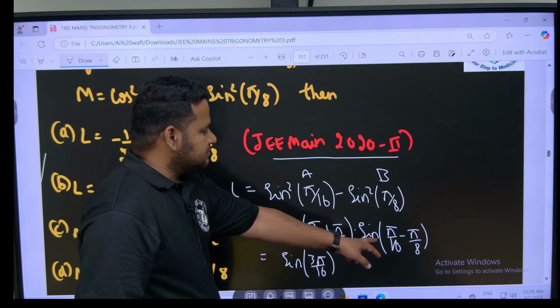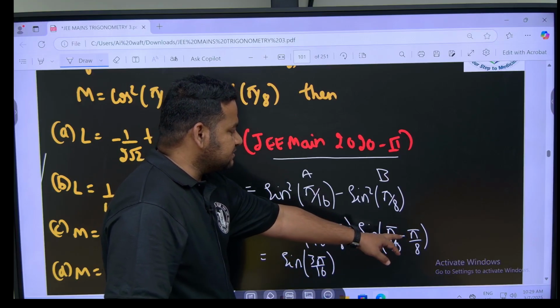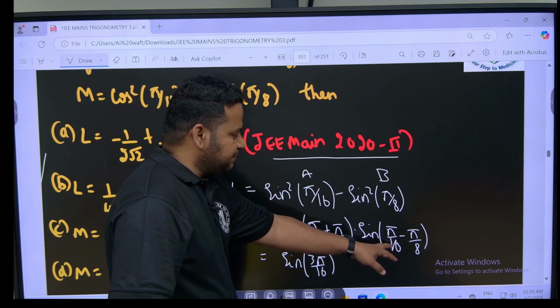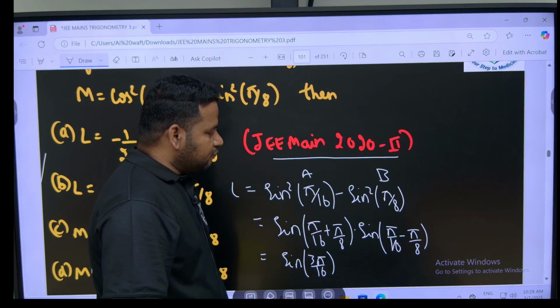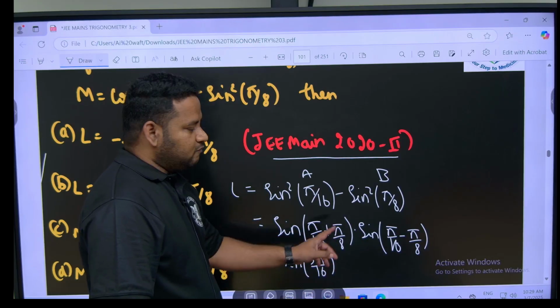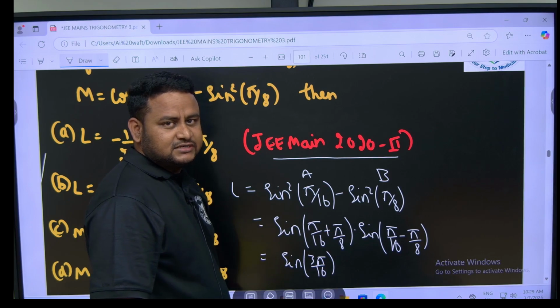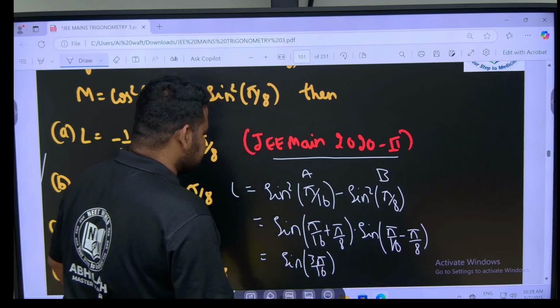This is what? Sine of pi by 16 minus pi by 8, not sine of pi by 8. LCM here also is 16. If you simplify this, you will get 1 pi minus 2 pi over 16, so you will get minus pi by 16. This is sine of minus pi by 16.